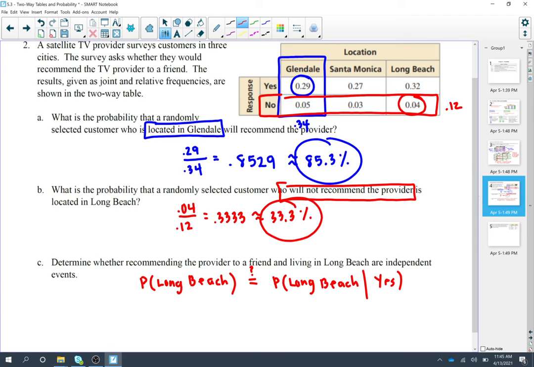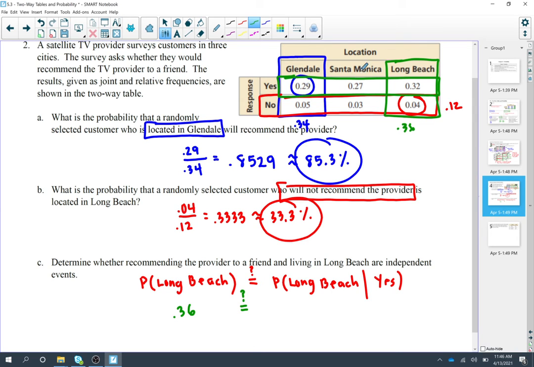So first of all, we need to find the probability that we're going to be living in Long Beach. Up here, this is our Long Beach. If we add these together, we have a 36% chance of living in Long Beach. Now, is this the same as the probability of living in Long Beach given that you've said yes? Well, given that you've said yes to the provider is this row right here.